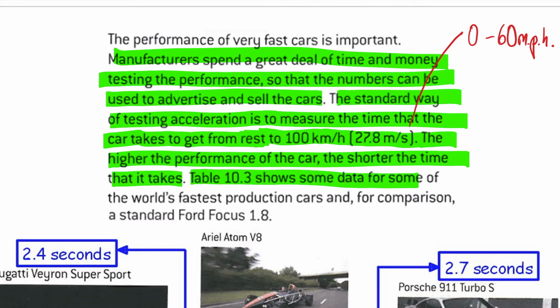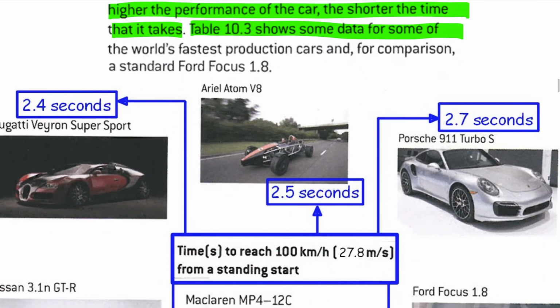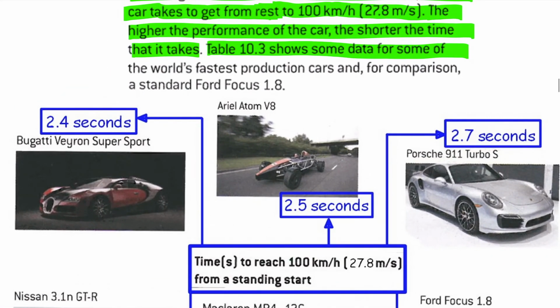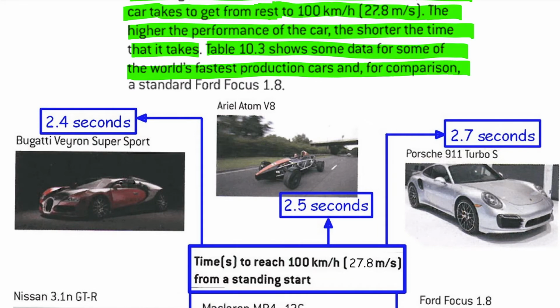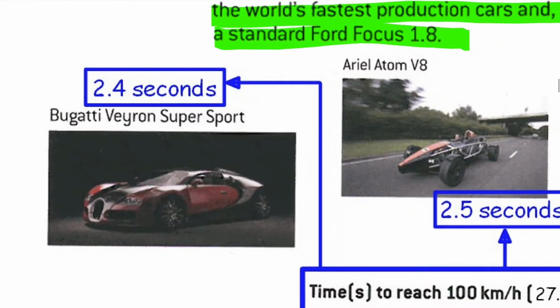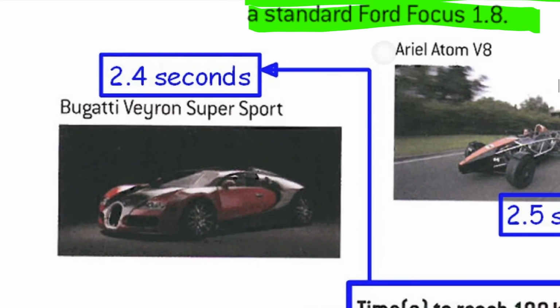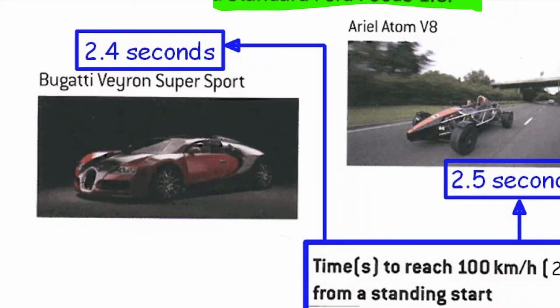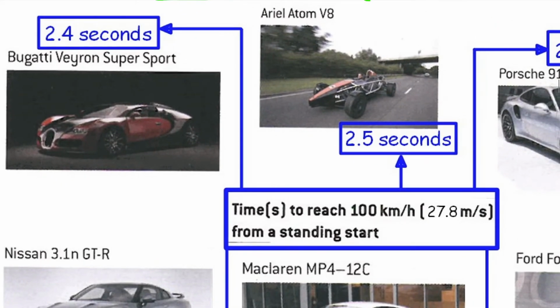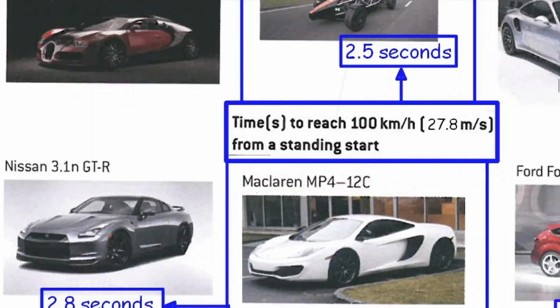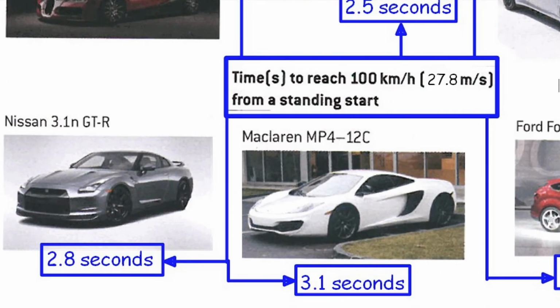Table 10.3 shows some data, so that's this underneath, from the world's fastest production cars, and for comparison, a standard Ford Focus 1.8. Okay, so let's just have a look. It's in order actually of the car with the highest acceleration. The Bugatti takes 2.4 seconds only to get from 0 to 100 kilometers per hour, or 0 to 60 miles per hour. And what it's asking you to do is to then create a table.